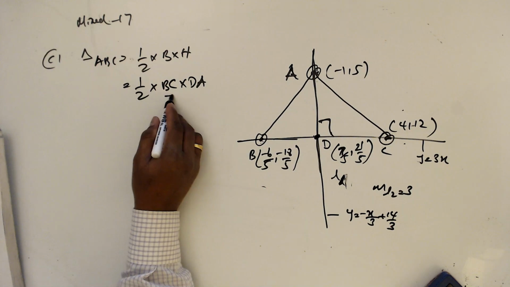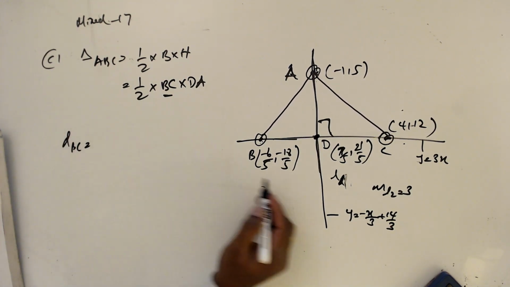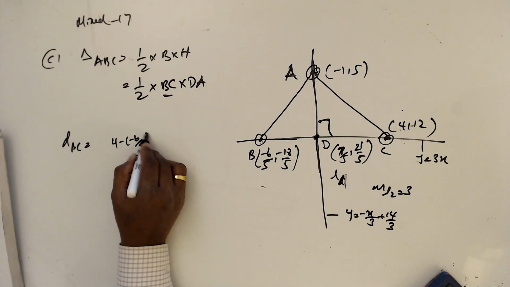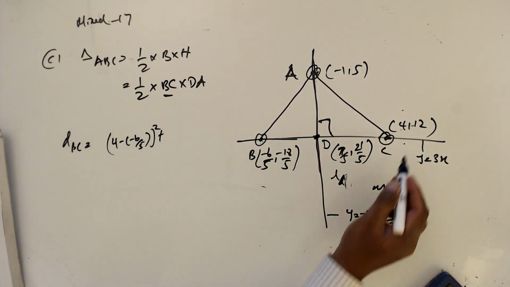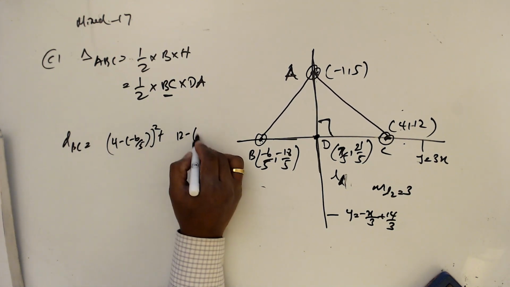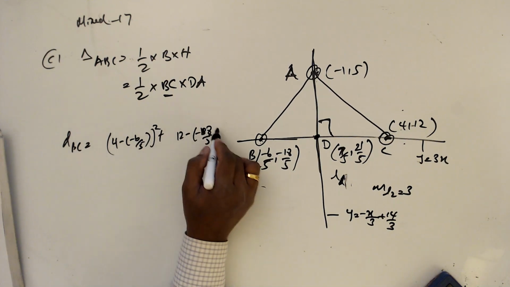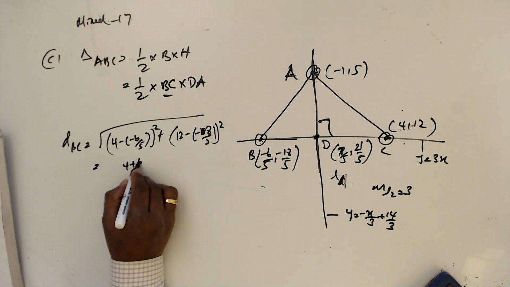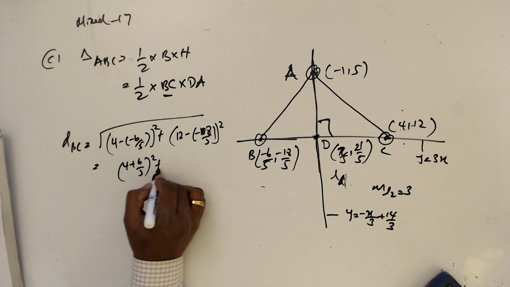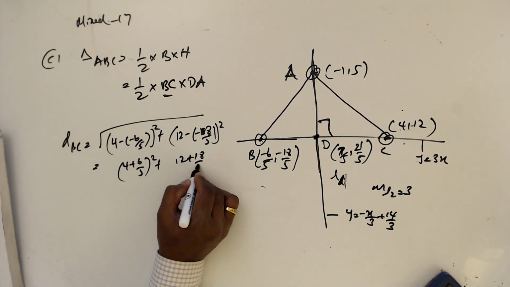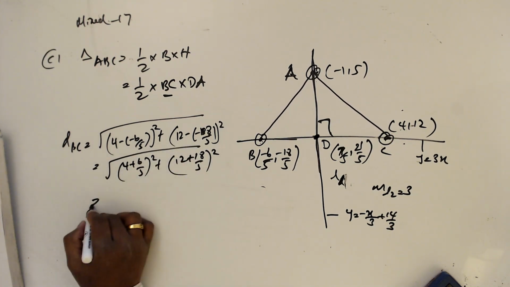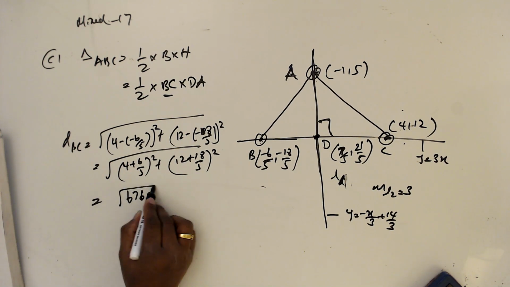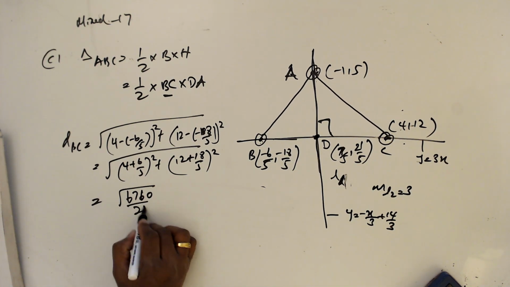Now I am going to find the BC distance. BC means the square root of (4 minus 6 over 5) squared plus (12 minus 18 over 5) squared. It means 4 plus 6 over 5 squared and 12 plus 18 over 5 squared, square root. So I use the calculator: 6760 over 25, square root.